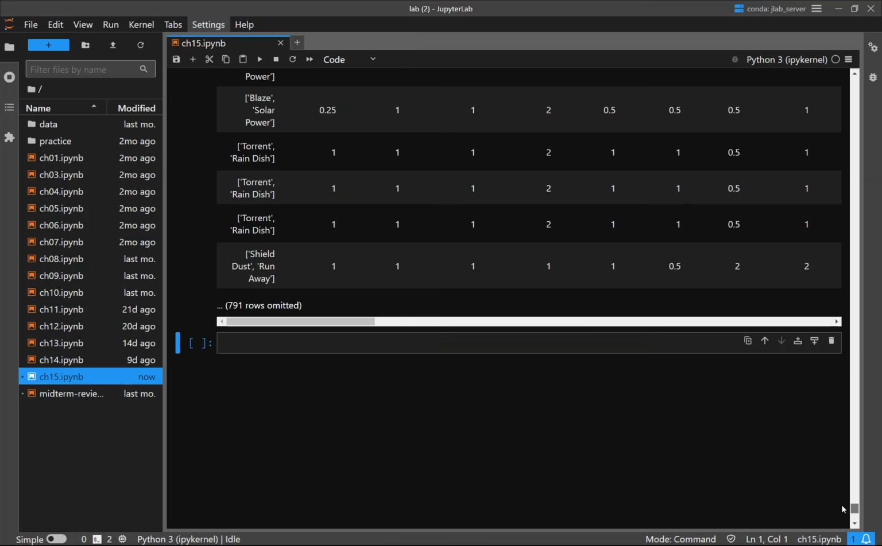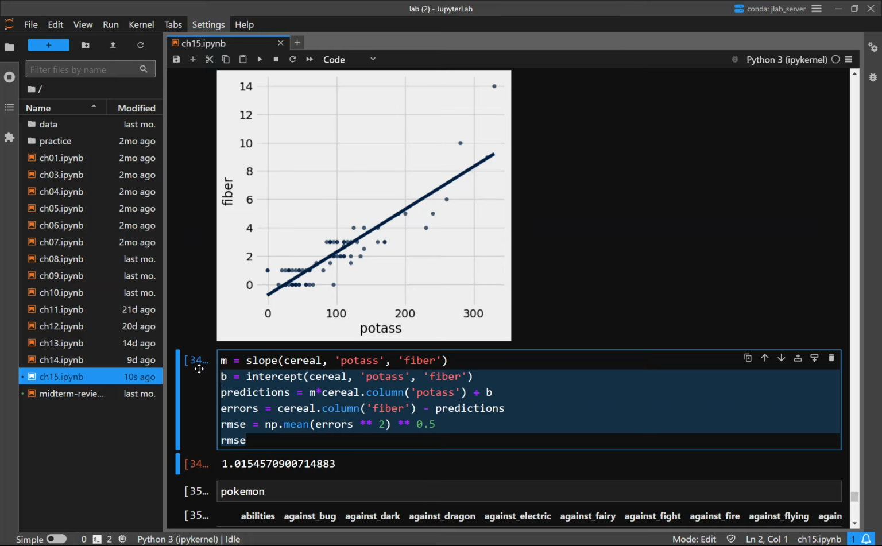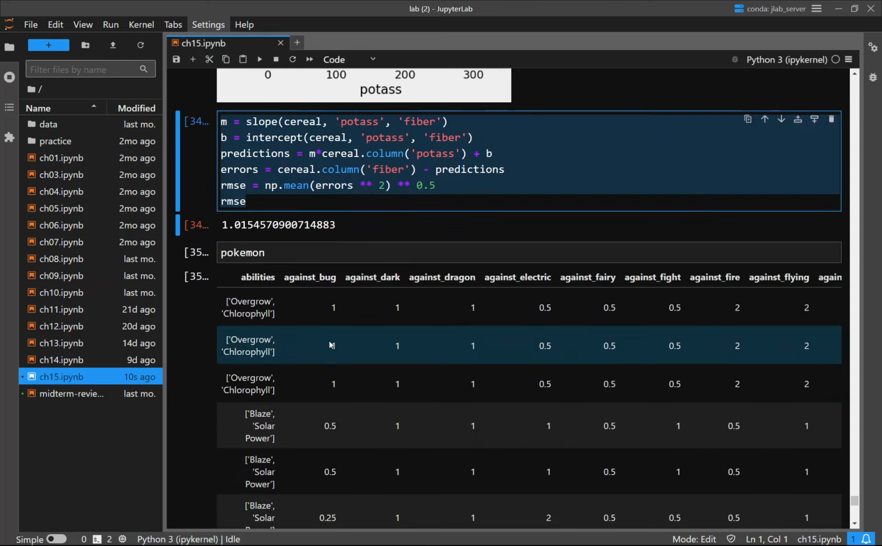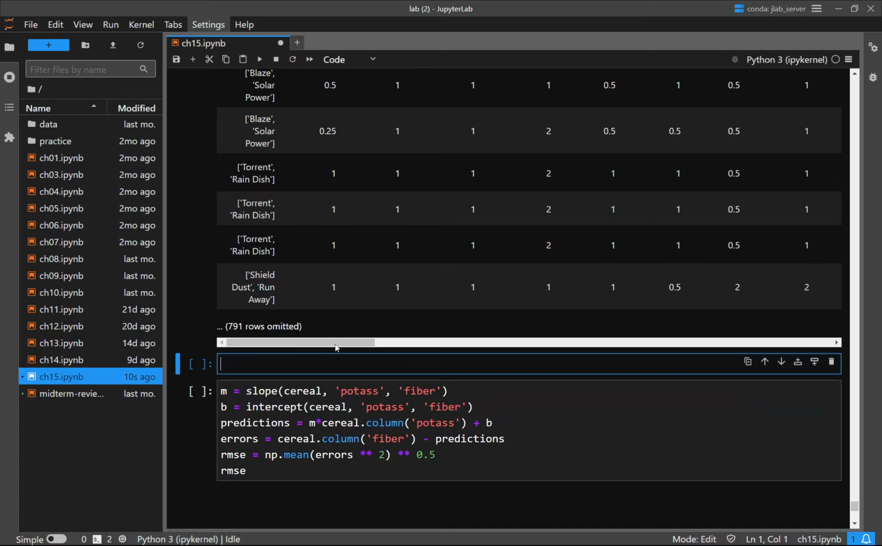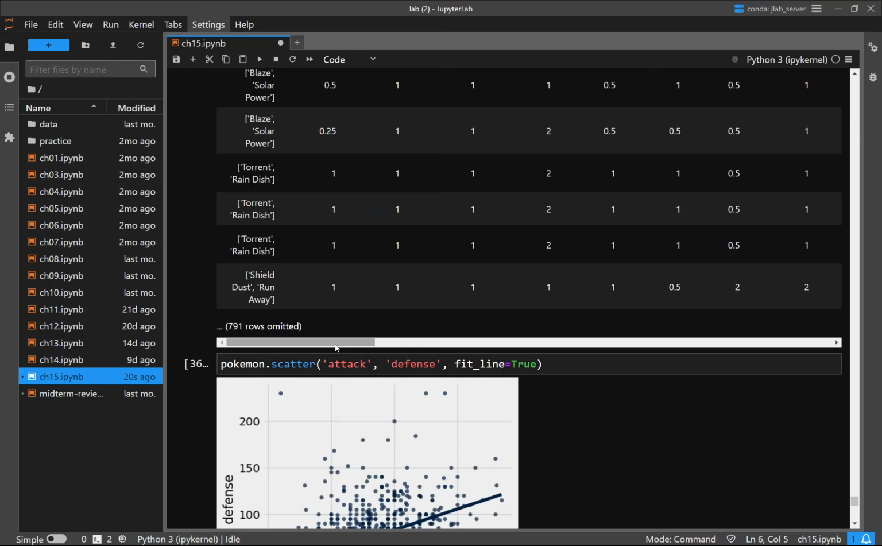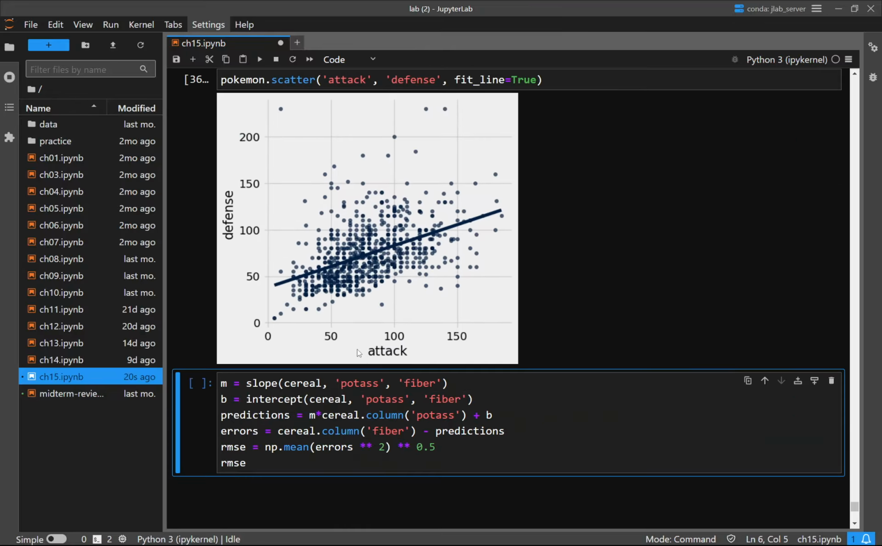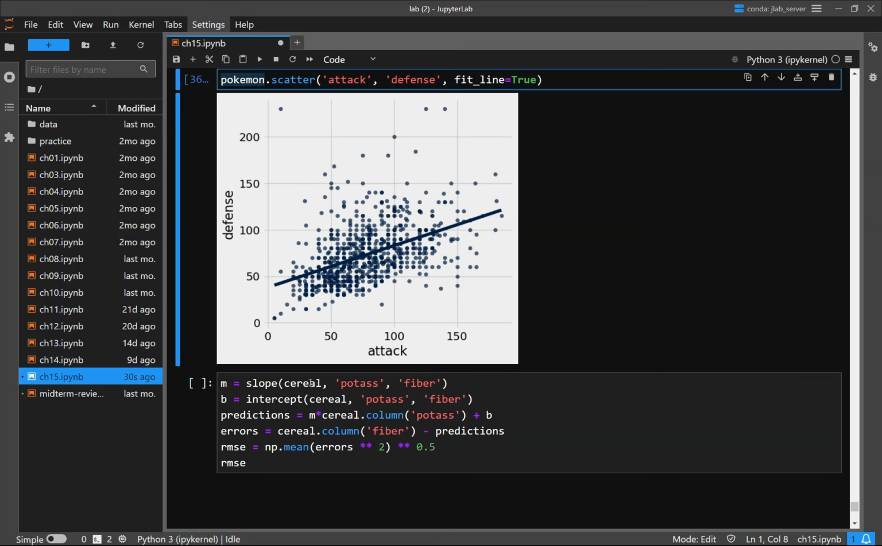That'll be fun. So just the same stuff. Exact same stuff. I could copy and paste all of this, essentially. We can do attack and defense. Let's do a scatter plot first. So Pokemon.scatter. We got attack. Let's have attack values predicting defense values. Fit line equals true. So they're kind of all over the place, but they are positively correlated. You can look at the correlation value. It was like 0.45.